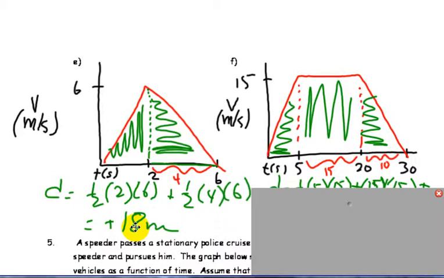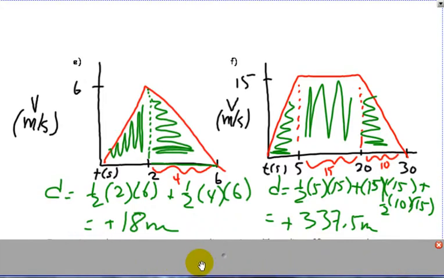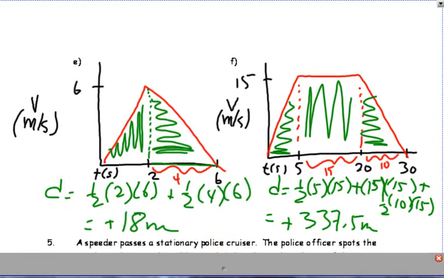In this last one here, we have two triangles and a rectangle. So in between 5 and 20, that's a movement of 15. And in between 20 and 30, that's a movement of 10 seconds. So of course, 3 separate scenarios are 1/2 of 5 times 15, then 15 times 15, then combined with 1/2 of 10 times 15. So we get 337.5 meters in the positive direction.